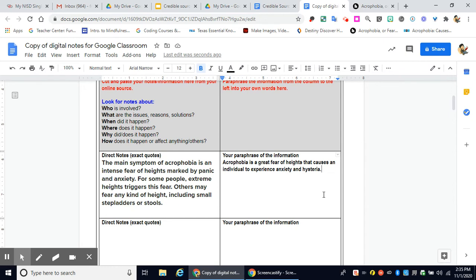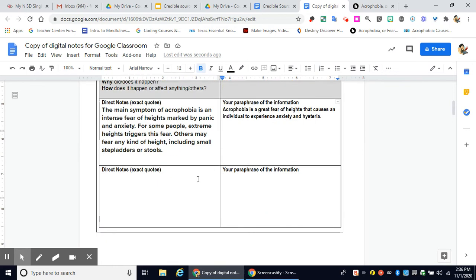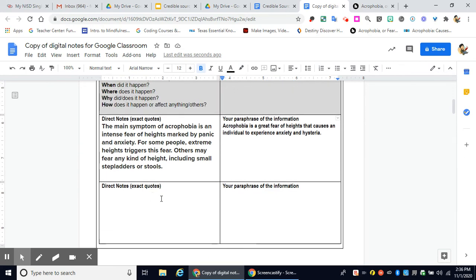Think of it this way. Whenever I try to paraphrase something, I read the original and then I try to think about if I was explaining it to someone else, if you were sitting here with me and I was trying to explain it to you, how would I say it in my own words? Okay, you cannot just change a couple of words, guys. You have to take the idea and then put it in your own words here. And you can continue to do that through here.